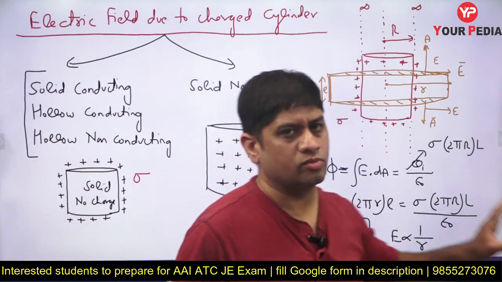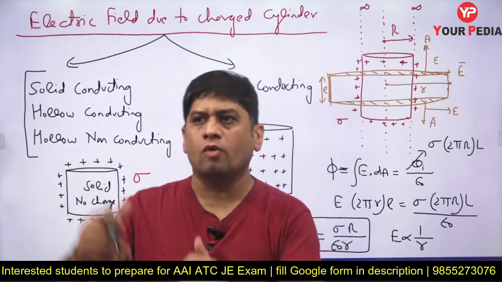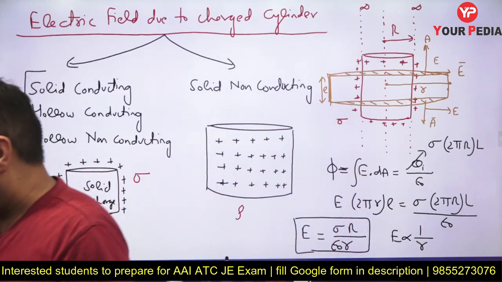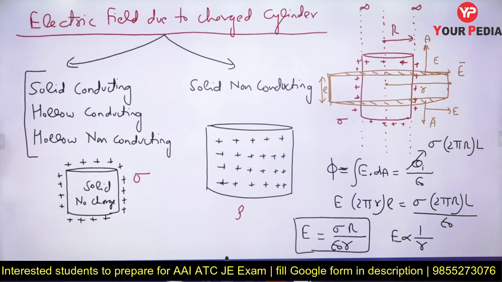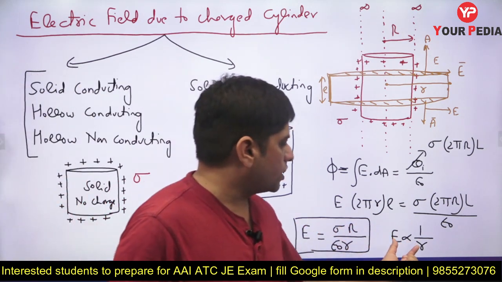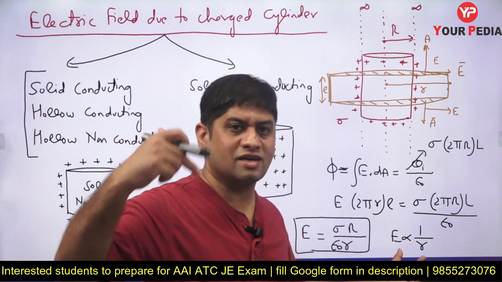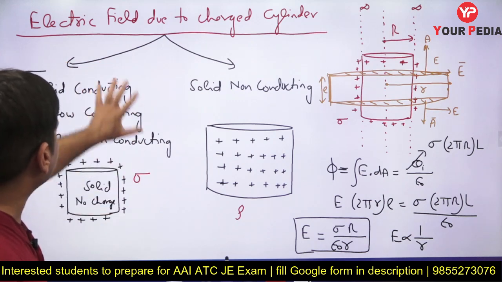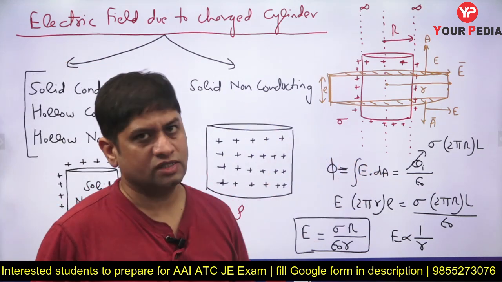Again this is a typical formula. Now you need to remember the formula. Copy पे लिखते जाओ. Formula आपको याद रखना है. How much value you are going to get? Sigma by epsilon naught and capital R over small r. अगर ग्राफ प्लॉट करोगे E and R में, so this is the graph which we are going to get. So for all these cases, this is the expression.